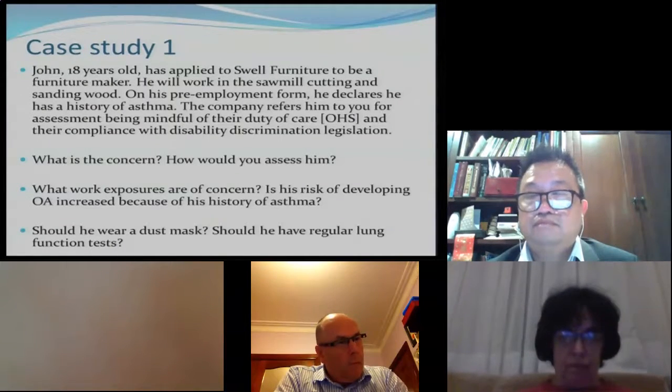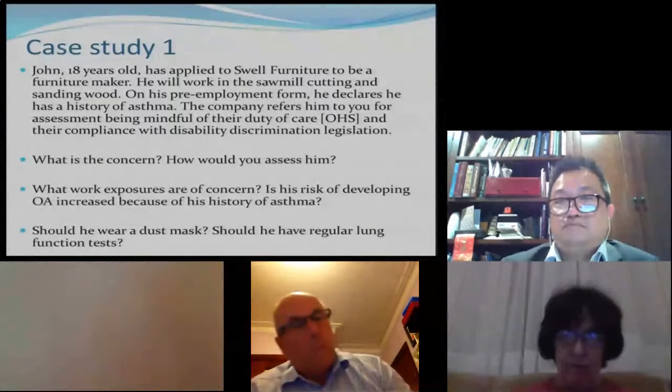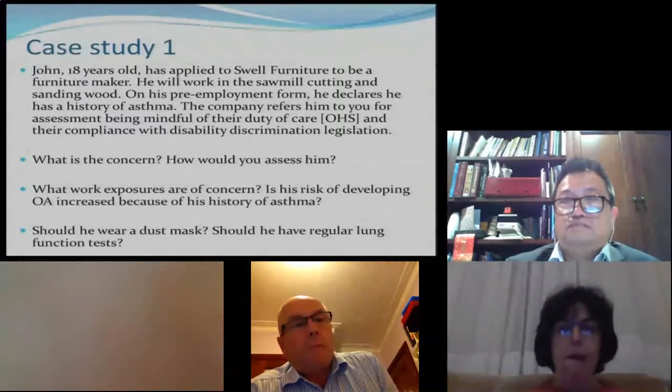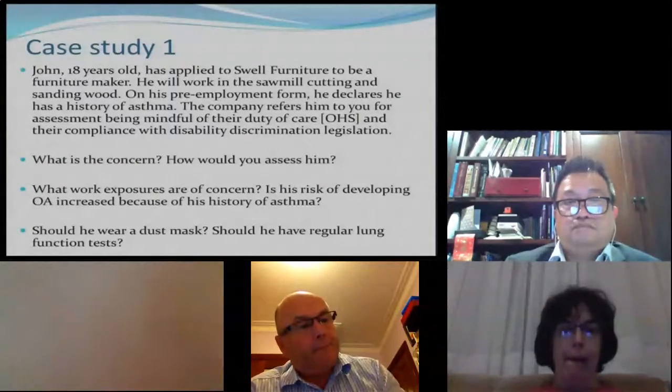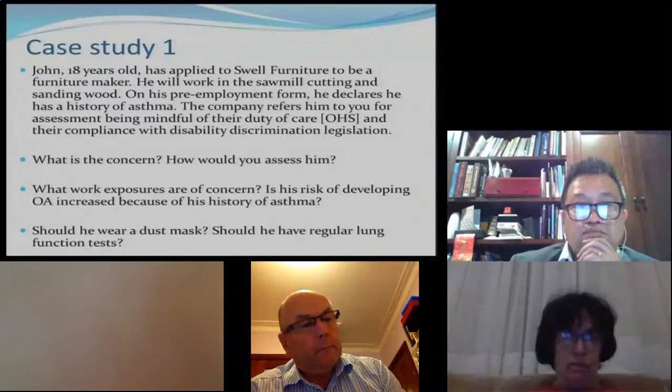Okay then, let's start working our way around the tables. I think just for the sake of it, we'll begin over here. First of all, what was your table's view on what you actually think is the concern, and how would you assess him? Yes, to the lady. What did your table make out of this first opening gambit about, is there a concern, what is it? And how would you go about assessing him?